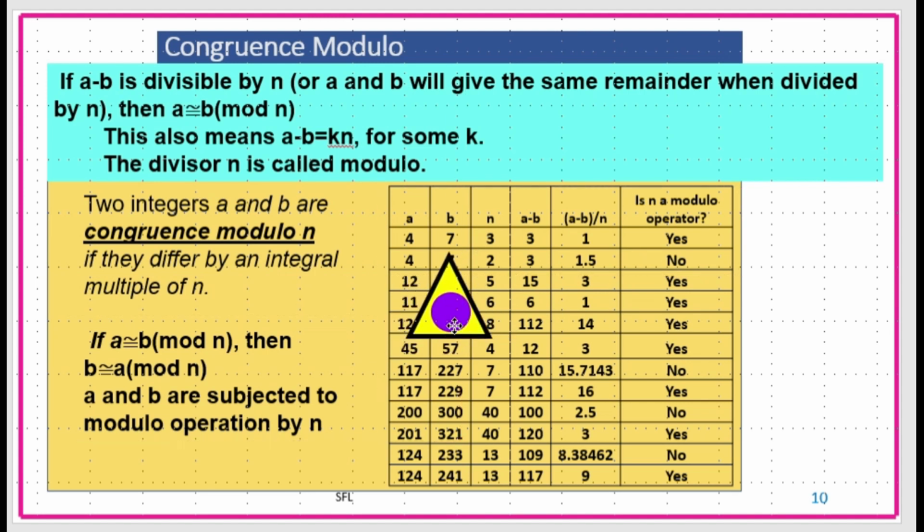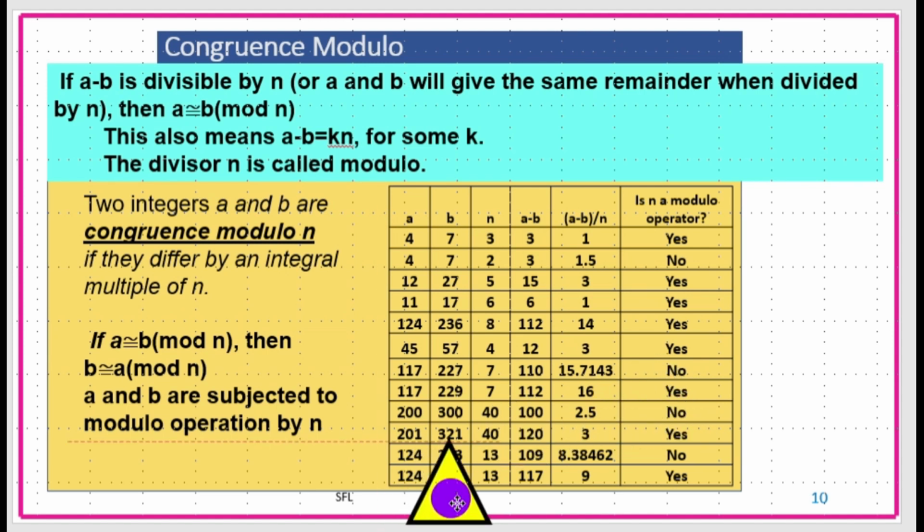Then 4, 7. Divisor is 2. Difference between a and b is 3. a minus b by n is 1.5. Therefore, it is not a modulo operator. 45, 57. Divisor is 4. Difference between a and b is 12. 12 by 4 is 3. Therefore, it is a modulo operator.